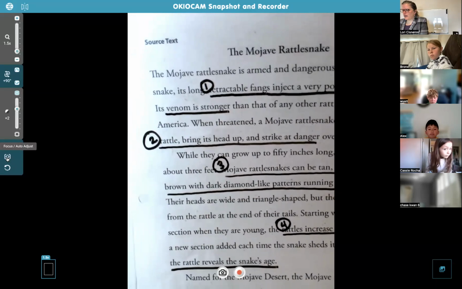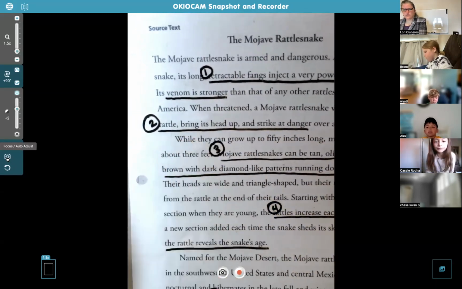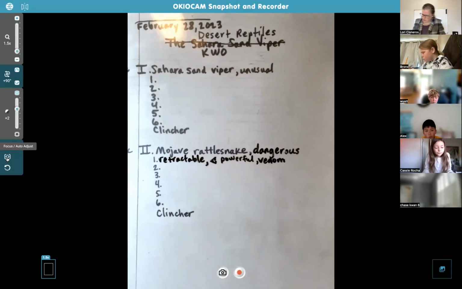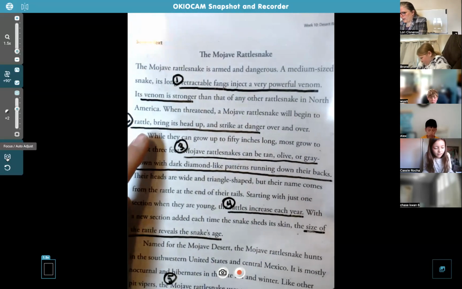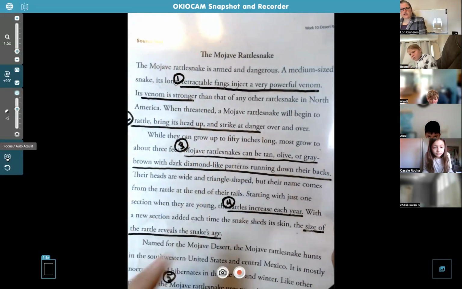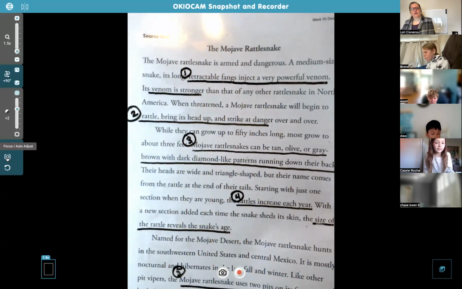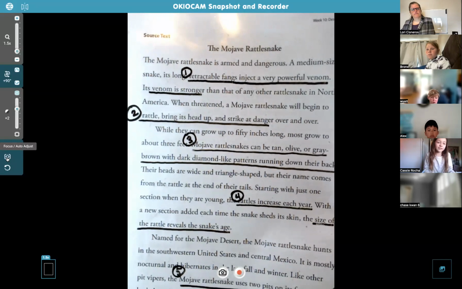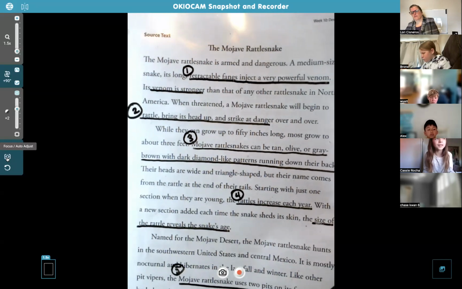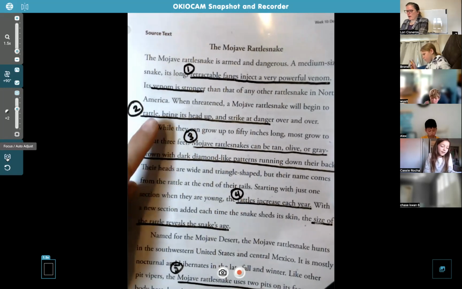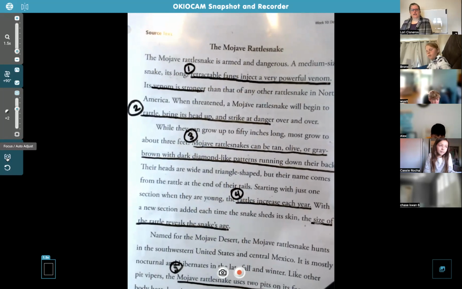So let's see, how about Cassie? How can we put that on our outline using only 3 words or some symbols? What do you think? This here, rattle, bring its head up, and strike at danger. I think strike. Okay. And then maybe for danger, we could do a symbol, because you know when you go to a beach and they have a sign that says danger or something like that. Yeah. Maybe that could be a symbol. What do you think about rattle and his head? Do we need to include that? Because that's kind of interesting. Yeah, I feel like we should.